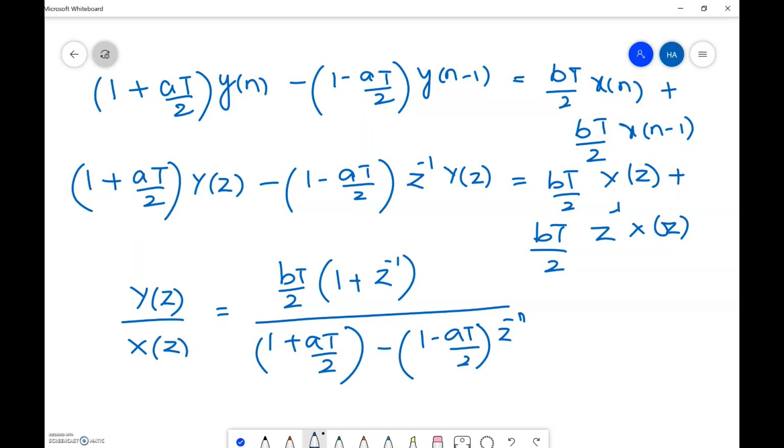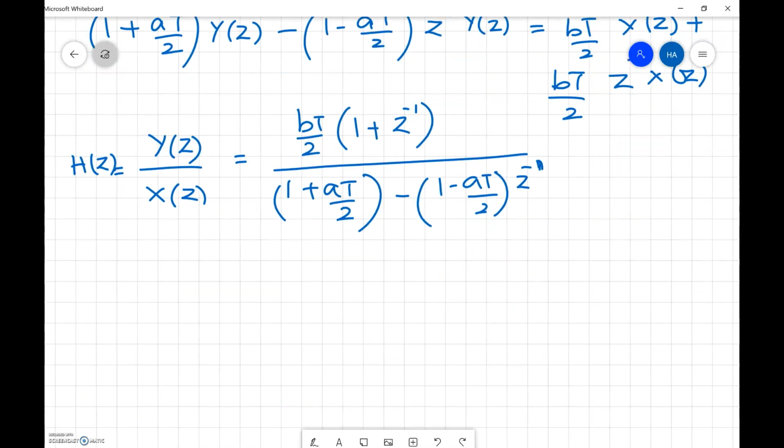So now we have to simplify this in such a way that we can compare this with h of s, which we had assumed as b by s plus a, right? So what is y of z by x of z? It's nothing but h of z, the transfer function of the digital filter.